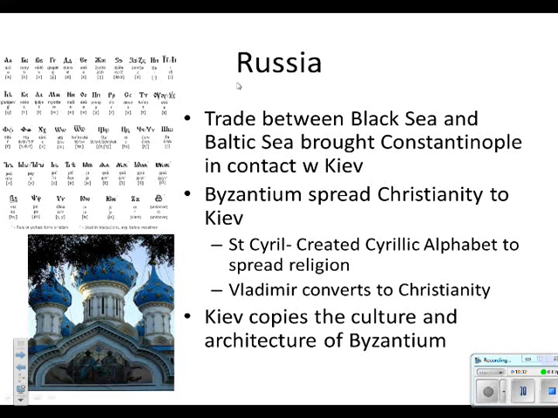In addition, Vladimir, after learning about Christianity, is going to force his people to convert to Christianity because he wanted to have that economic and military connection to the Byzantine Empire. Once they become Christian and become really tied to the Byzantine Empire, we're going to see Kiev start to copy a lot of the culture and architecture of the Byzantine Empire. If we look here, we can see some domes, some columns, some arches, again suggesting that they copied the architecture of the Byzantine Empire.